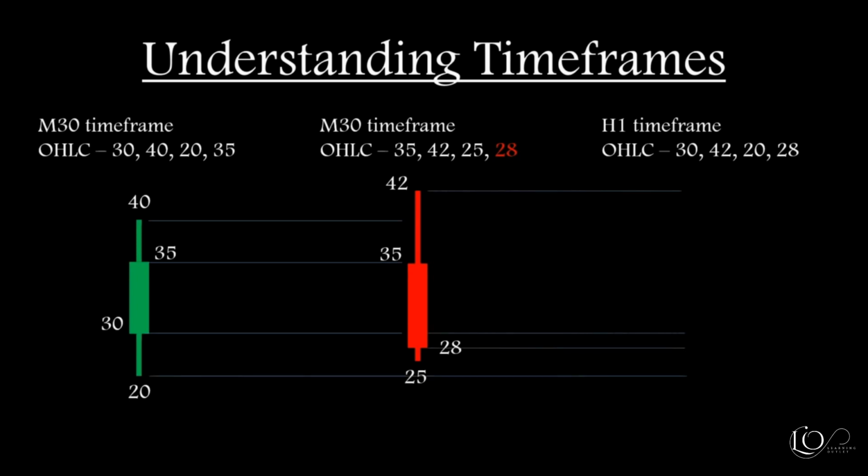So let's go ahead and make the H1 time frame. We have a very short body here. Price opens at 30, it goes down to 28. There is a huge upper wick which goes all the way up to 42, and the lower wick goes down to 20. So what we can see is the first candlestick on the M30 time frame, buyers are in control.